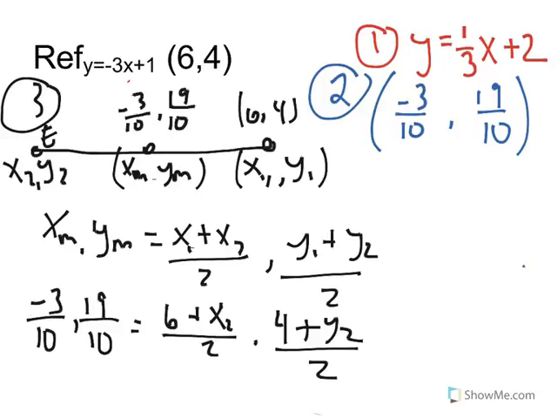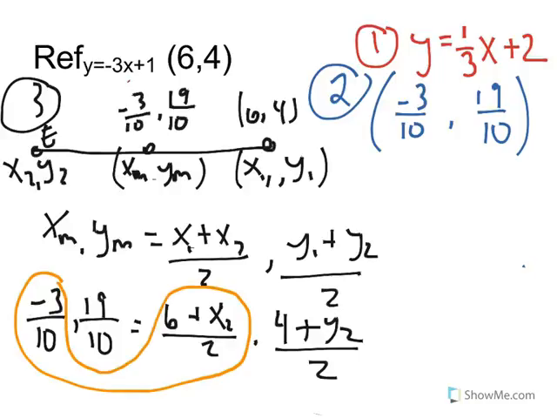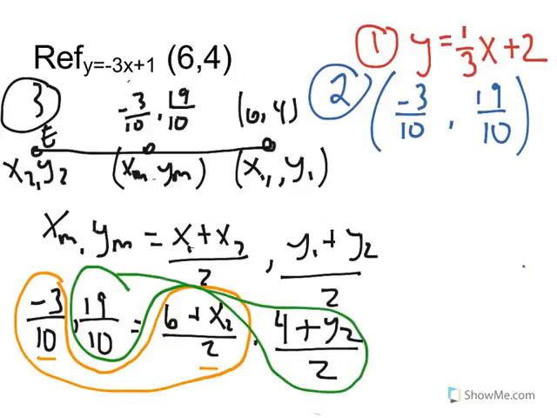So this is going to allow us to set up two different equations. Our y value and our x values have to be equal to their matching parts. So our x has to be equal to our x, and our y has to be equal to our y. So that's going to give us two different equations to set up.